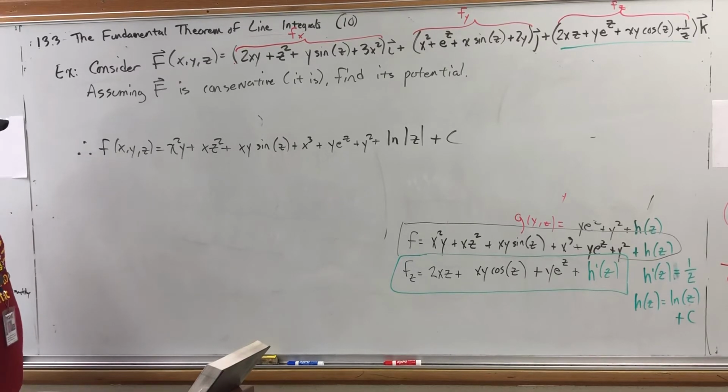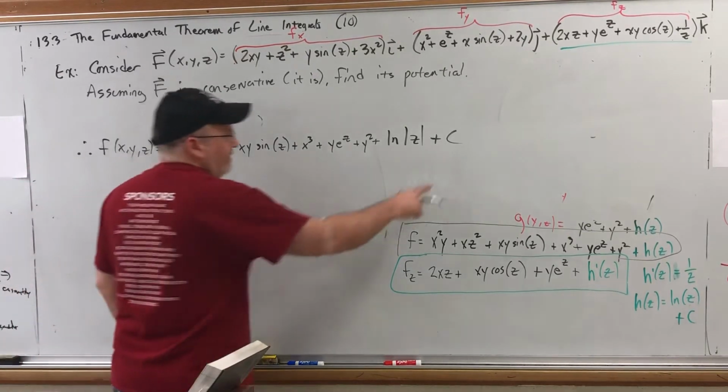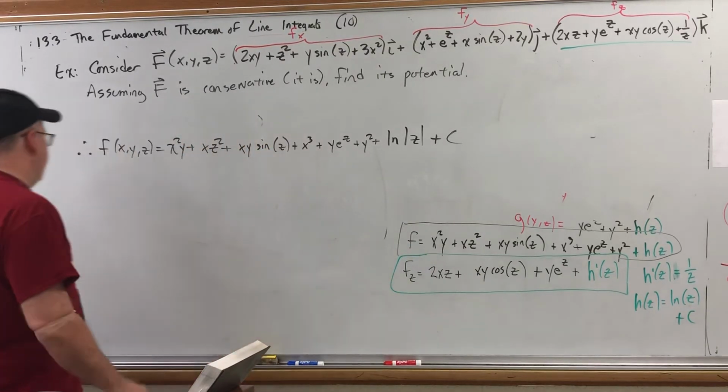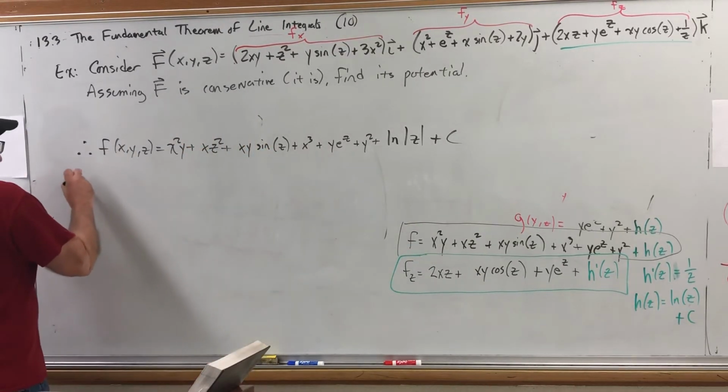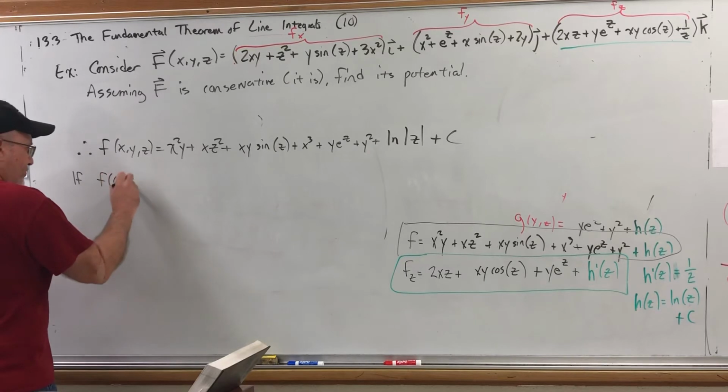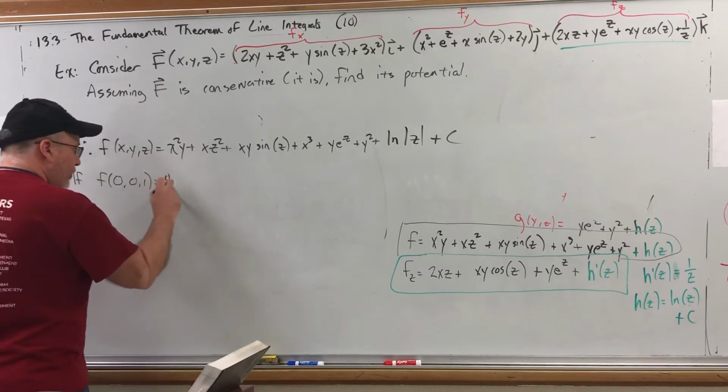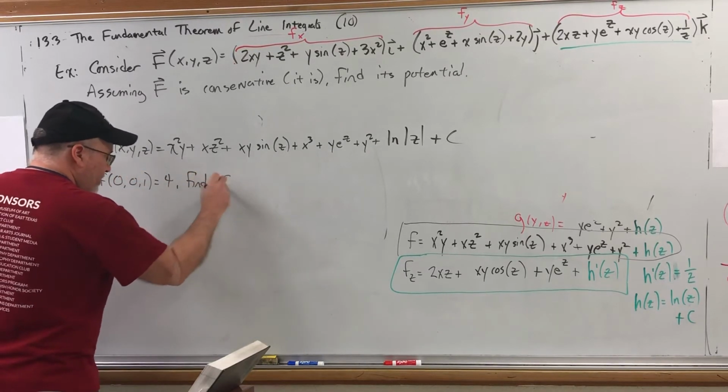I want to do one more thing with this that we haven't done. In physics and engineering, you will have a lot of what are called initial value problems or initial condition problems. If you've had differential equations, you probably know what I'm talking about. Basically, it gives you enough information to calculate the c. So for example, if f of (0, 0, 1) is equal to 4, find the c.